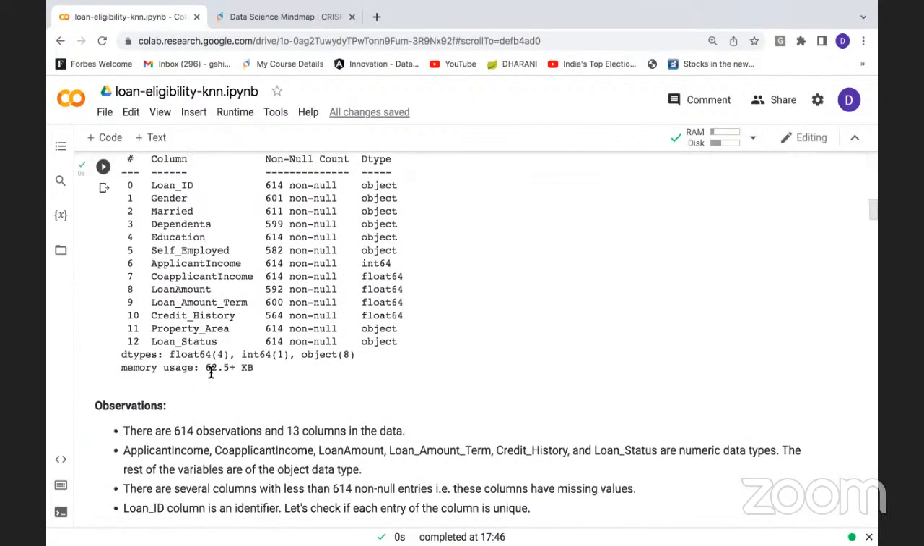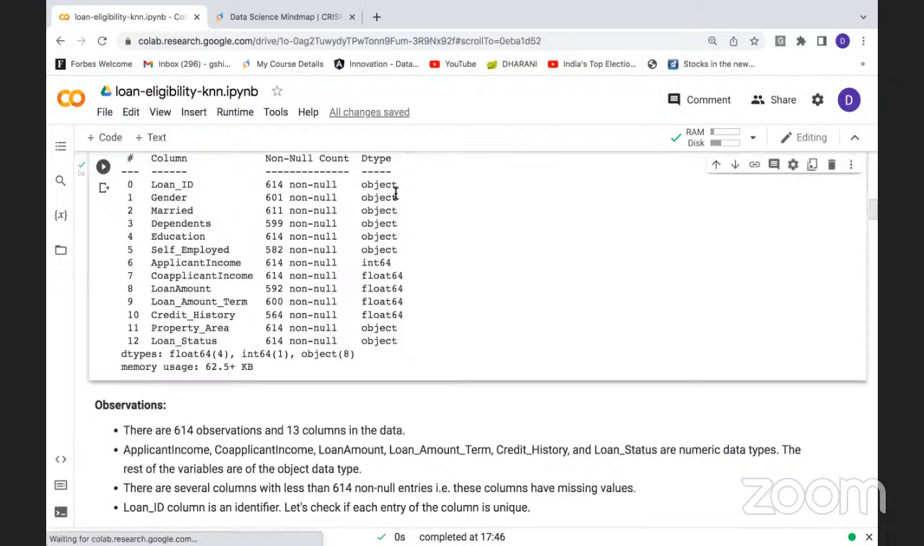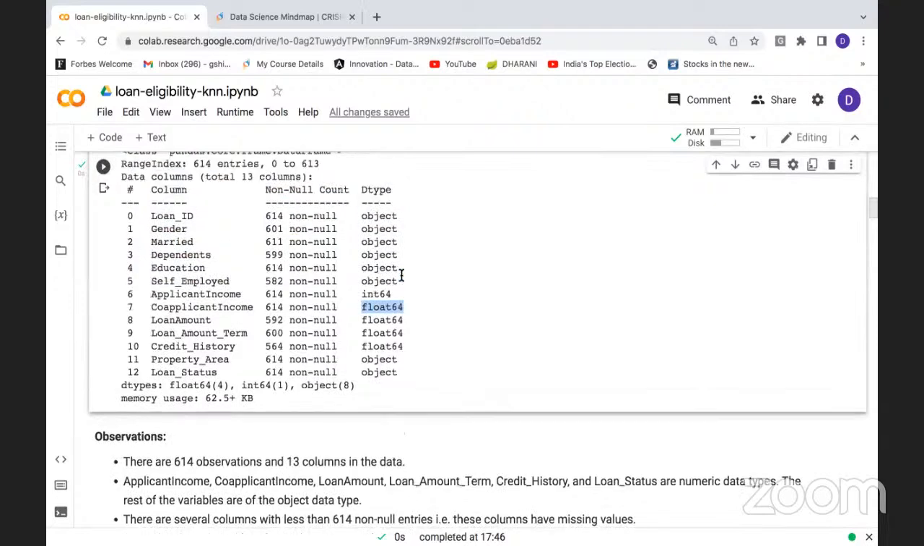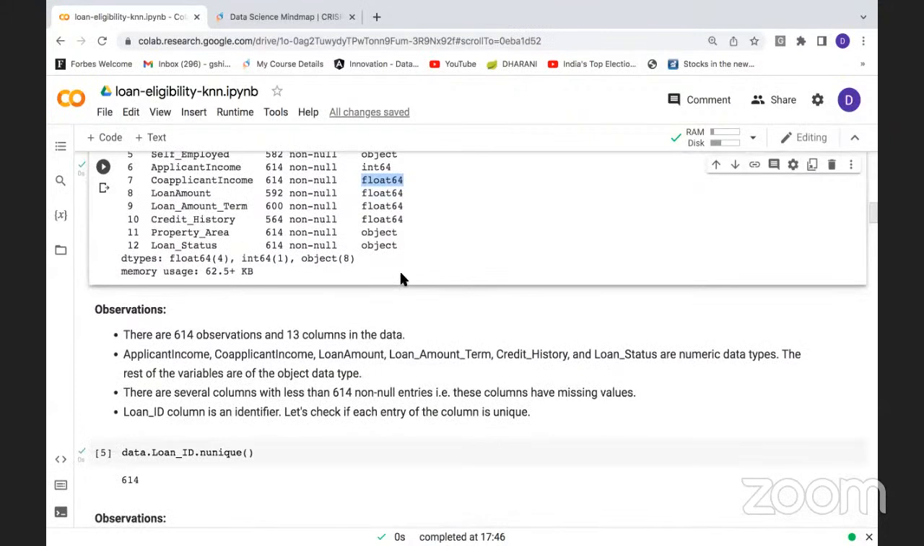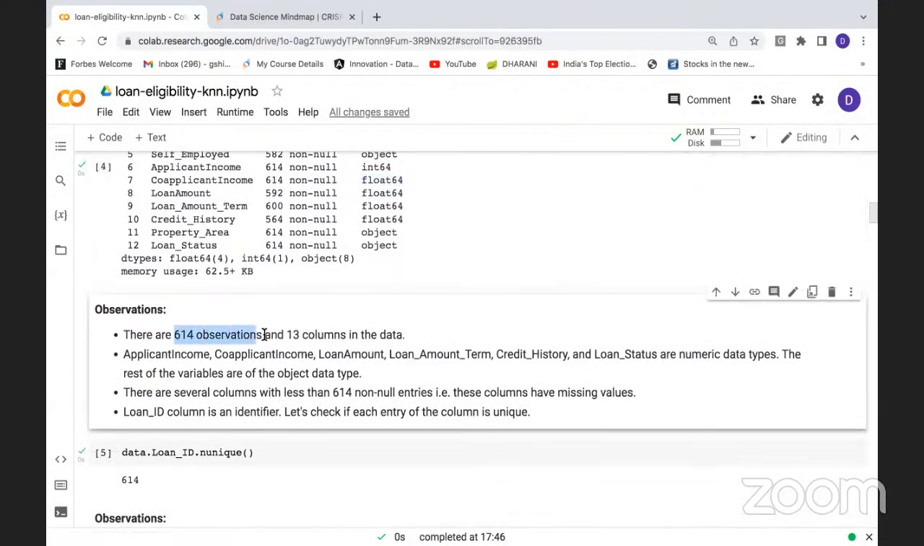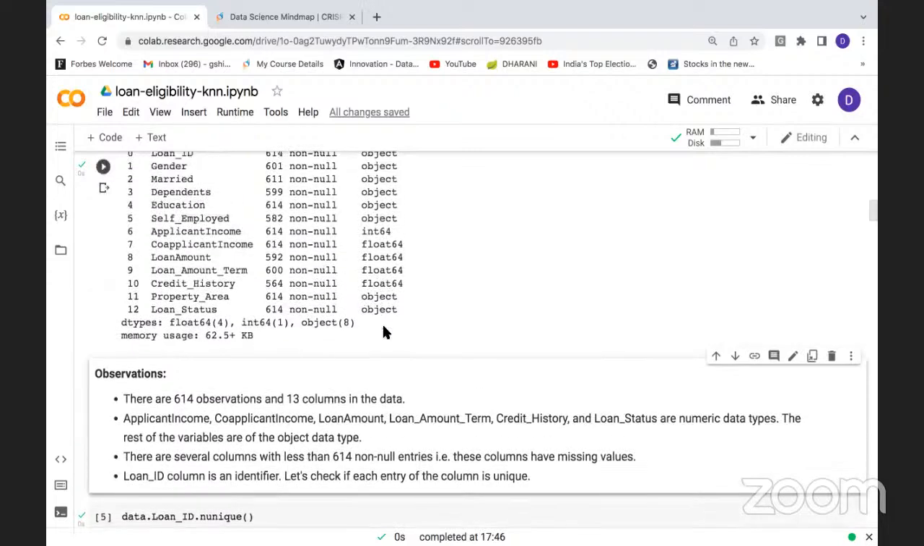Info is going to give me how many are object, how many are integer type, and how many are float type of data. My data is a very small data set, where I have 614 observations and 13 columns. The numeric data types are applicant's income, co-applicant's income, loan amount term, credit history, and loan status. The rest of the variables are object.